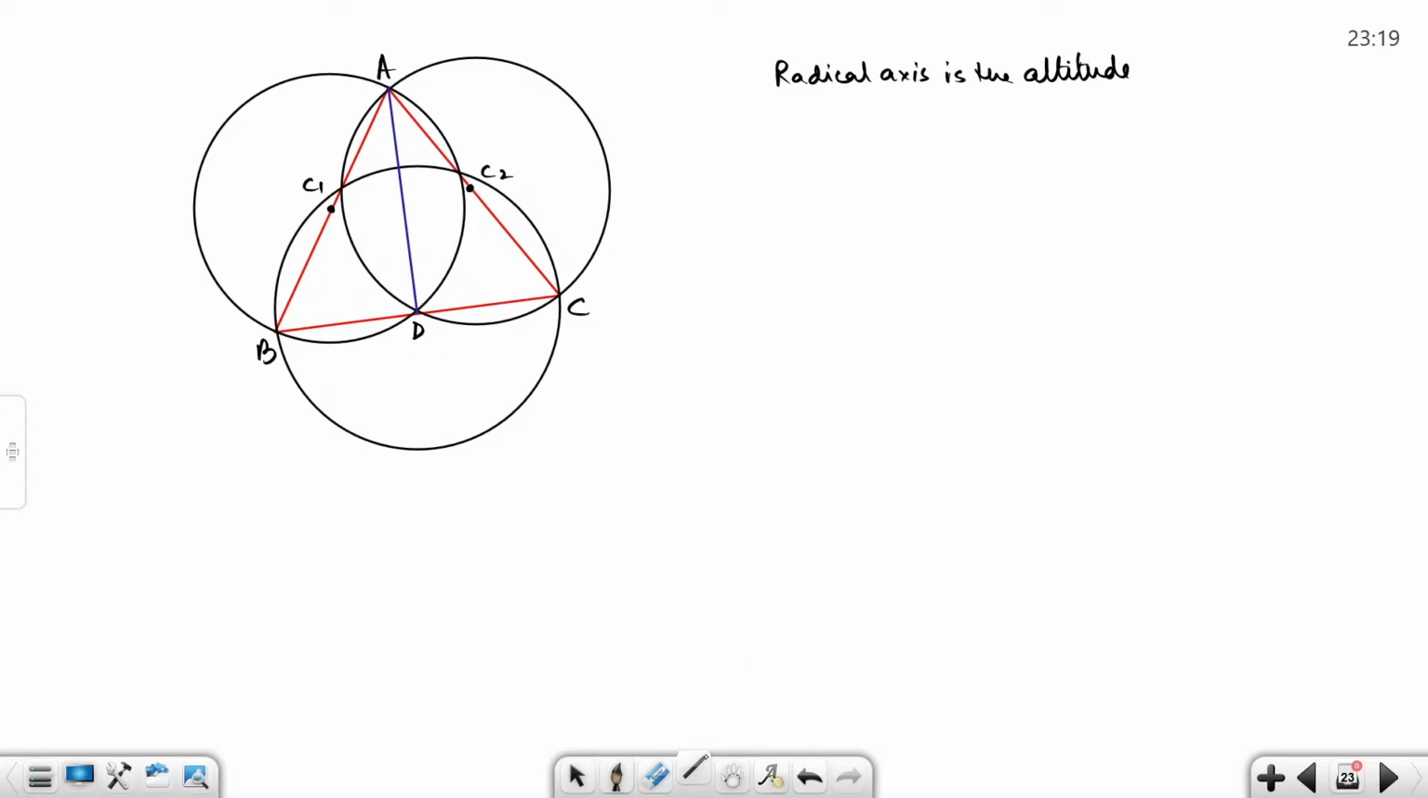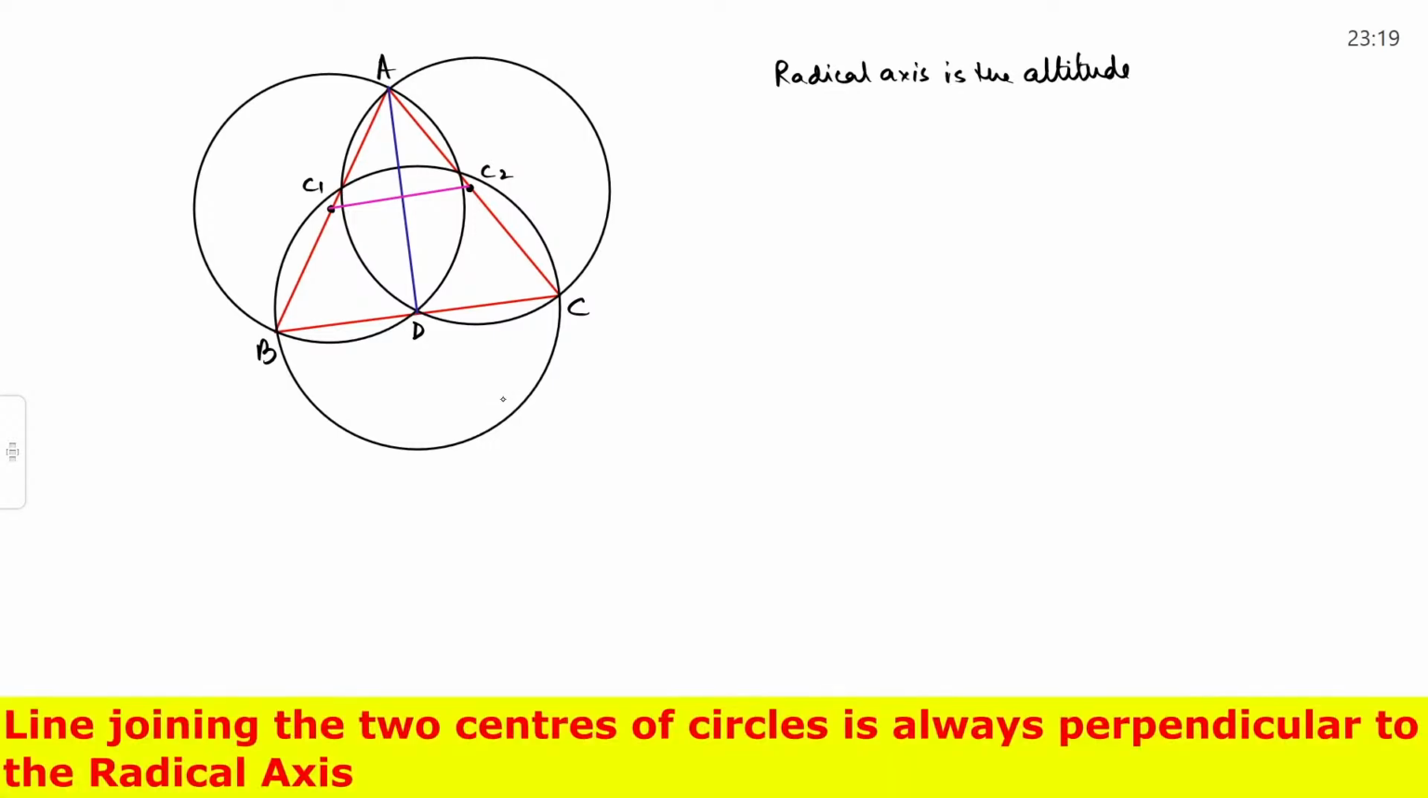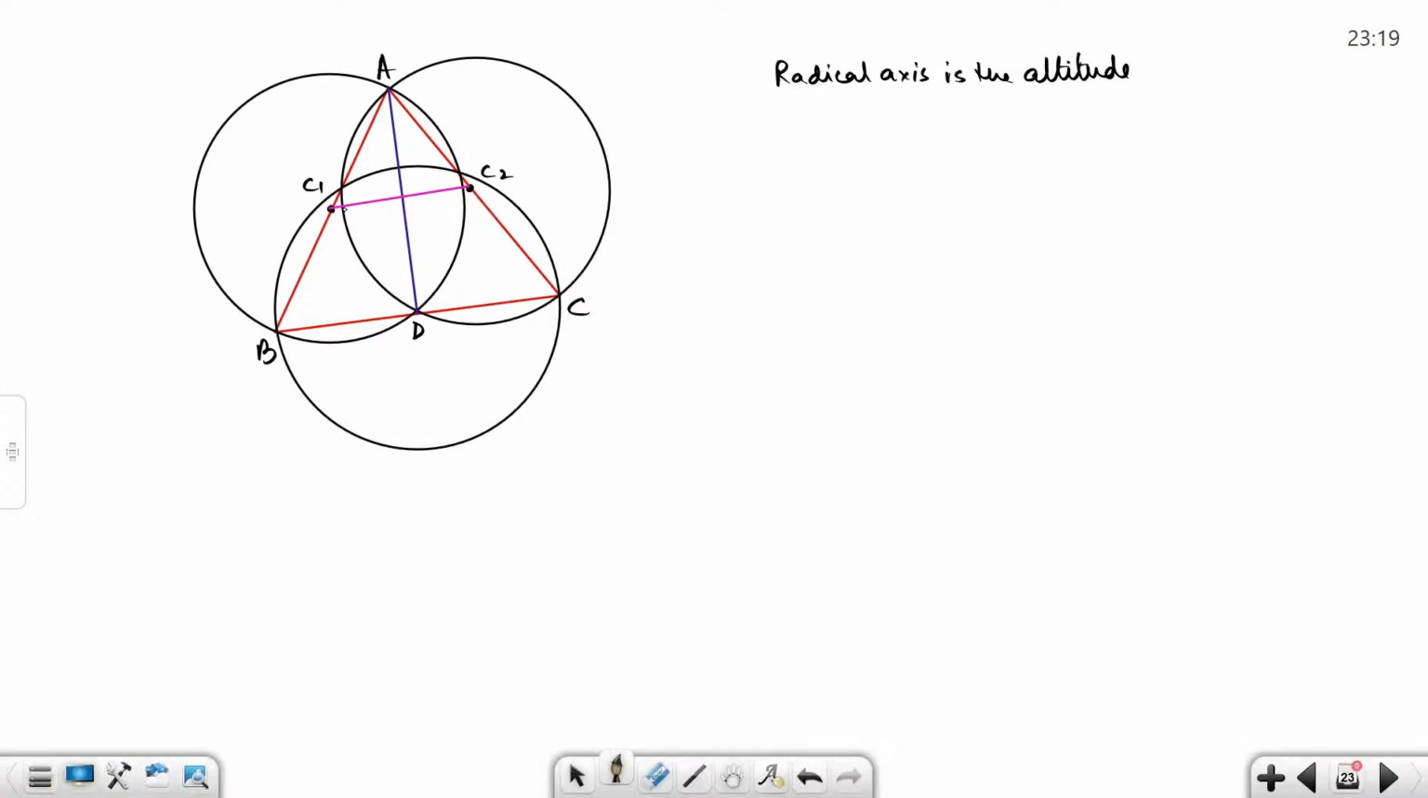Now if I join AB, if I join C1 and C2, look at it carefully. So this is actually what? This is actually the line joining the two centers of the circles. We all know that when you join the two centers of two circles, that line is always perpendicular on the radical axis. So I must say that C1C2 is perpendicular on the radical axis AD. Am I correct? So this is 90 degrees.